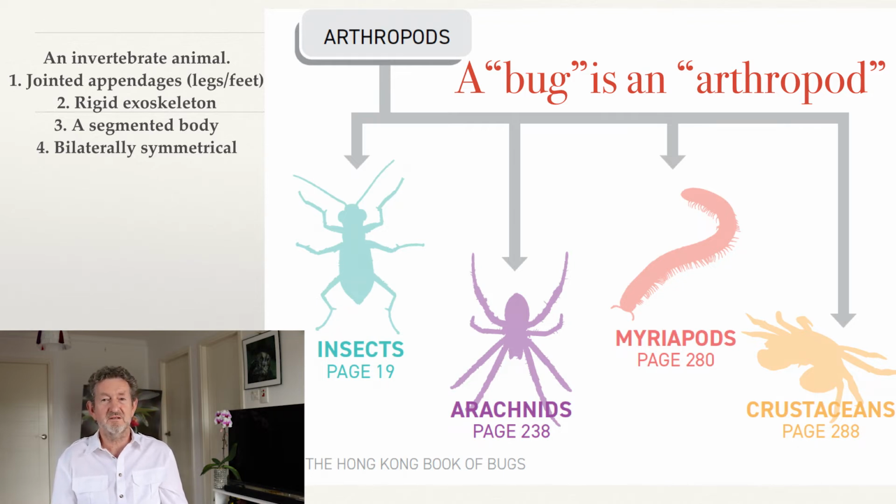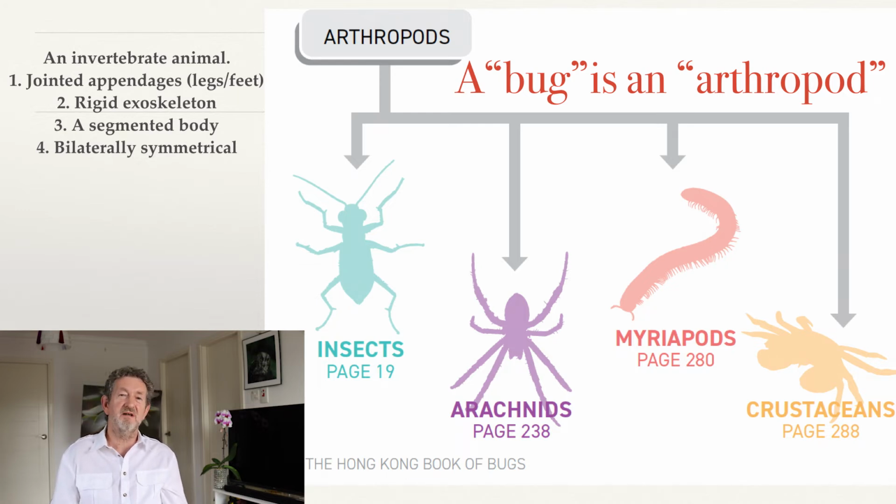So the first one is a surprising one. It's the crustaceans. So yes, a crab is also an arthropod. Then we have the myriapods. Those are the centipedes and the millipedes. Then, as this little picture shows, we have the spiders and the scorpions. We have the arachnids. And last, but certainly not least, we have the insects.